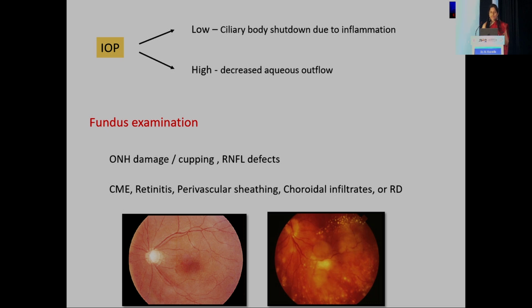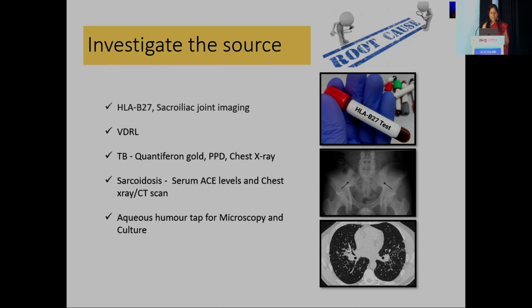And of course, other associated fundus findings along with uveitis. And when you know you are dealing with uveitis, you have to do a complete workup for a uveitic profile. So basically, you do all the investigations that will clinch the diagnosis as to the cause of uveitis, like HLA-B27, VDRL, TB profile, sarcoidosis, and even sometimes we might have to do an aqueous humor tap to look at the microscopy and culture.